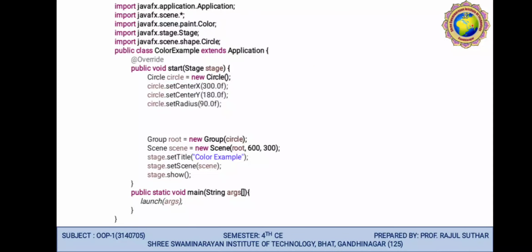We require a group. Root is equal to new Group, an instance of a group. Scene is equal to new Scene. We require root and the x and y coordinates. Here circle.setFill color, we set the dark red color, and stroke width is 3. Circle.setStroke color, DARKSLATEBLUE. So try this type of example in NetBeans.